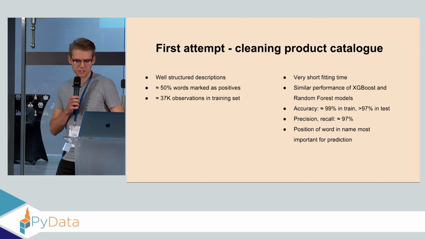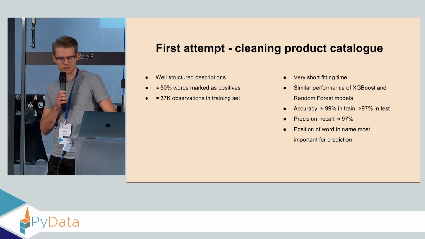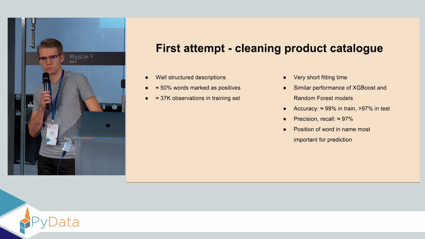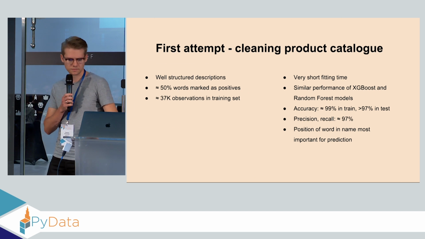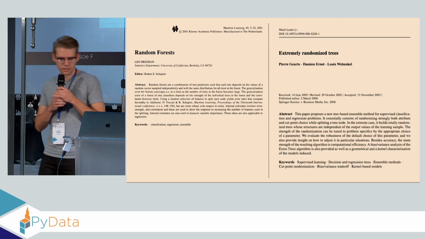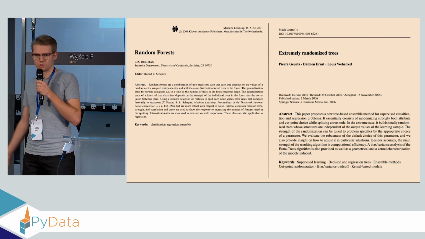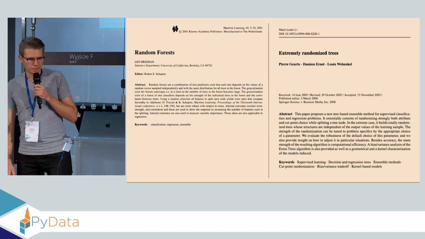Yeah, and actually here we could see already that in this case, for example, the position of words was the most important thing for prediction. In the case of offer names, this is much more complicated because we will be dealing with much more heterogeneous data. So actually, this kind of approach was something we tried to apply to offer names now.